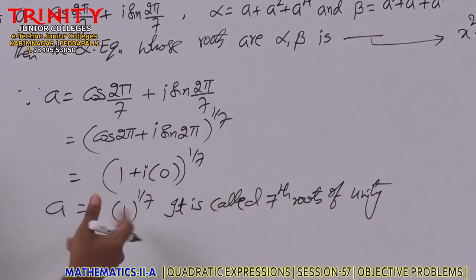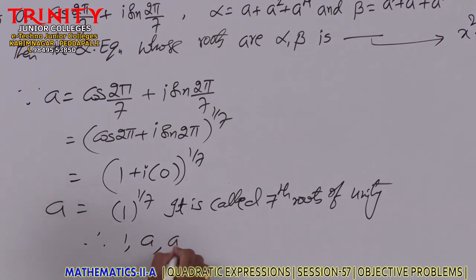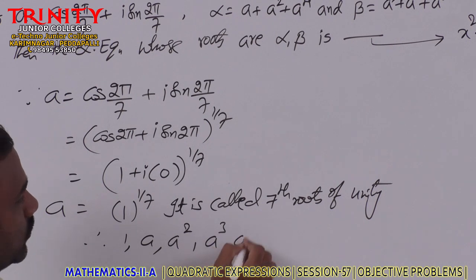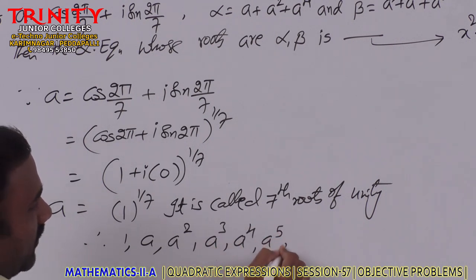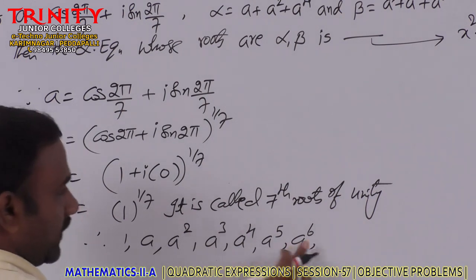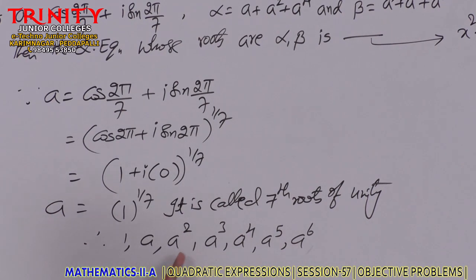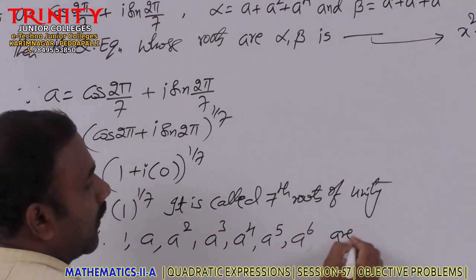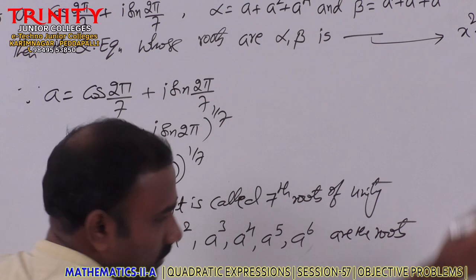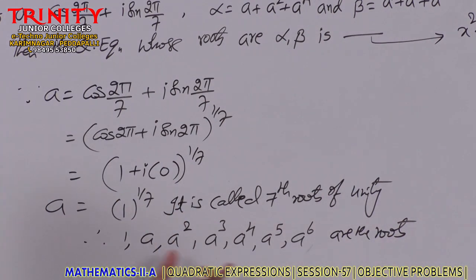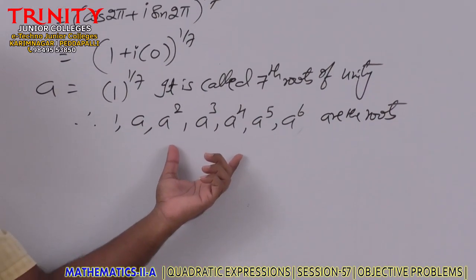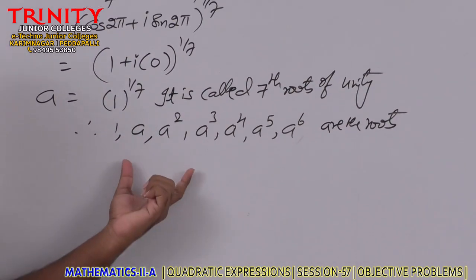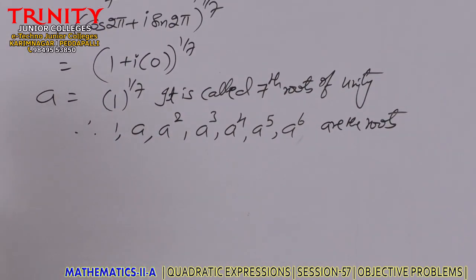Seventh roots of unity: how many roots does it have? 7 roots. Therefore 1, a, a square, a cube, a power 4, a power 5, a power 6, these 7 roots, 1, 2, 3, 4, 5, 6, 7, are the seventh roots of unity. Now, the sum of the roots and the product of the roots we have to calculate.